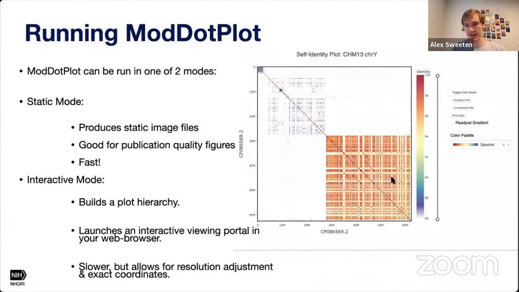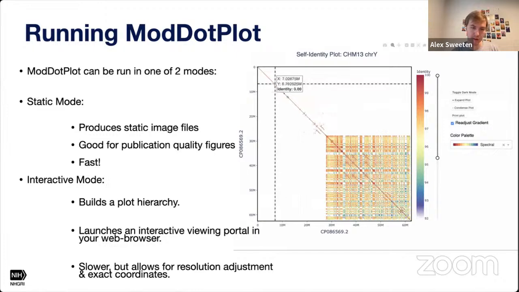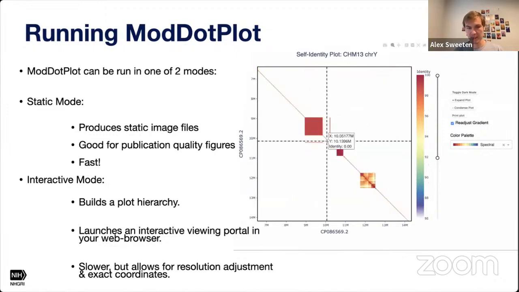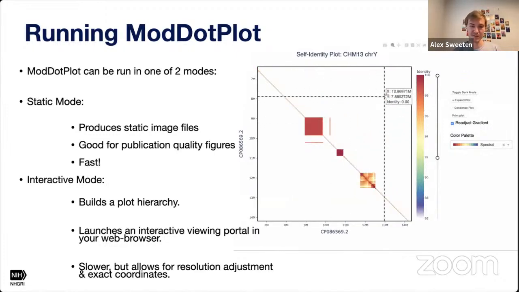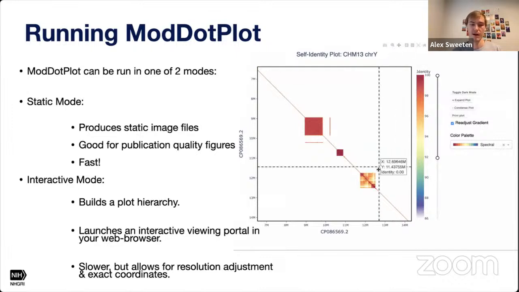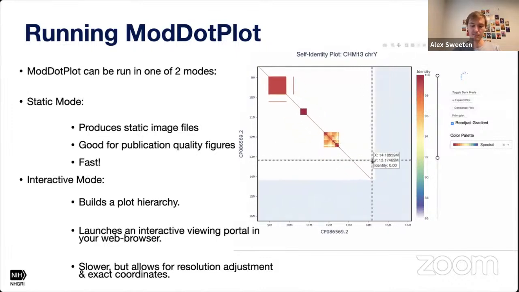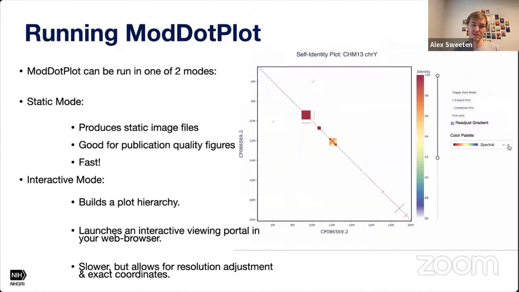However, ModDotPlot also has interactive mode. Interactive mode is built using Plotly and Dash, and it builds a plot hierarchy using that hierarchical modomizer structure that I talked about earlier. With Plotly, this launches an interactive viewing portal in your web browser. It's slower because you're producing multiple matrices using that hierarchy, but you can adjust your field of view in real time. You can play around with certain parameters like identity thresholds, colors.